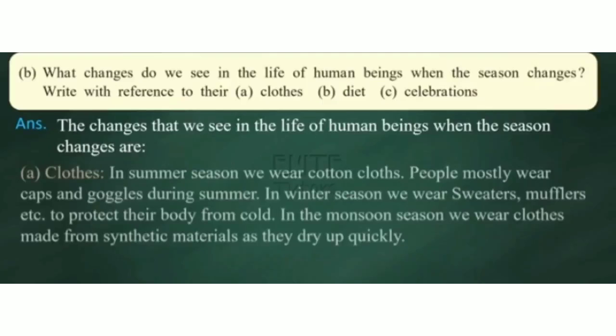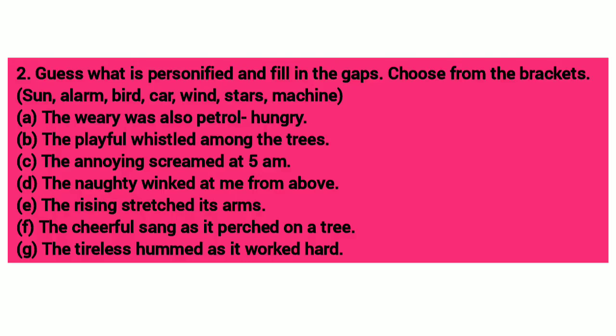Now guess what is personified and fill in the gaps. Choose from the brackets. Okay, the very dash was also petrol hungry. Now basically the words are given and you have to select what it can be. So the very car was also petrol hungry, right? The playful dash whistled among the trees. The playful wind whistled among the trees. The annoying dash screamed at 5 a.m. The annoying alarm screamed at 5 a.m. Rest of them would be your homework, students. Understood? You just have to pick the words accordingly which suit the sentence.